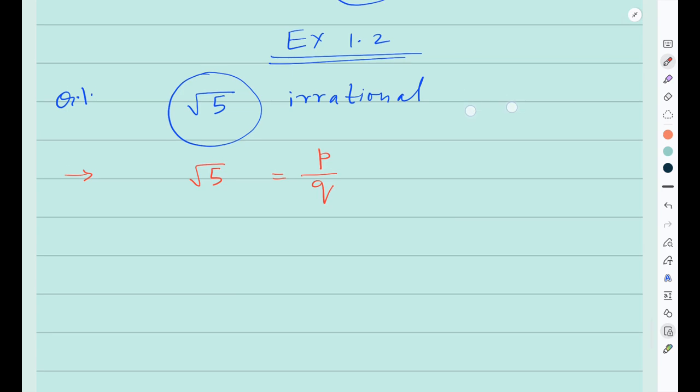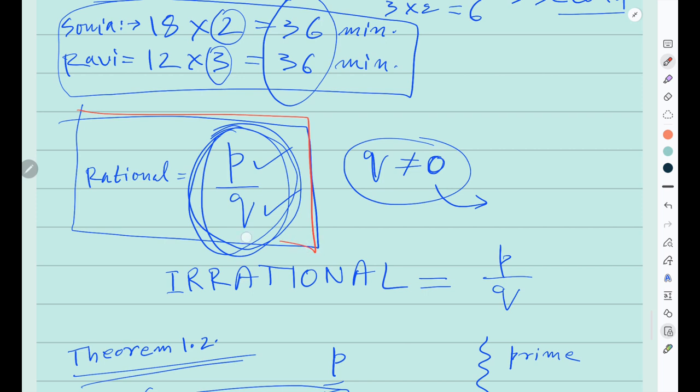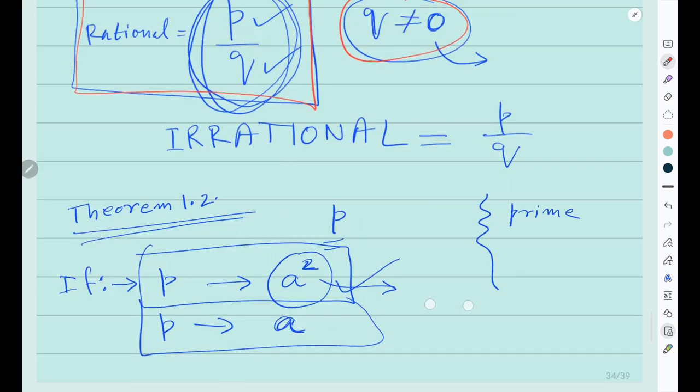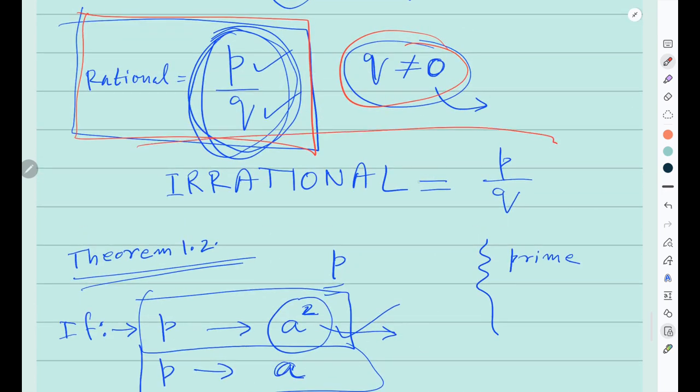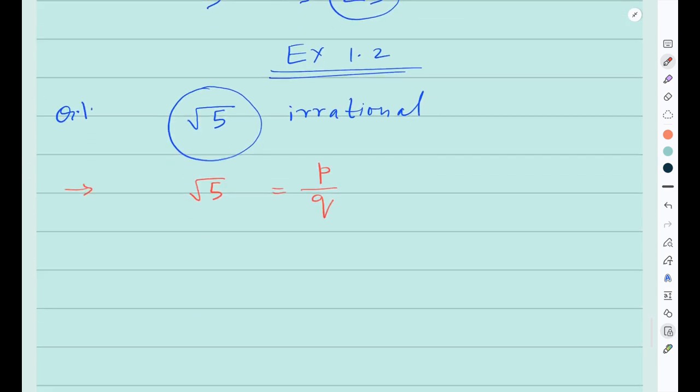Okay, p by q, let me remind you again. A rational number could be expressed in the form of p divided by q, where q is not 0. And if it is not that, then it is irrational. It could not be expressed in the form of p by q, where p and q don't have any common factor. p and q are co-prime, meaning they don't have any common factor. That is also very important.